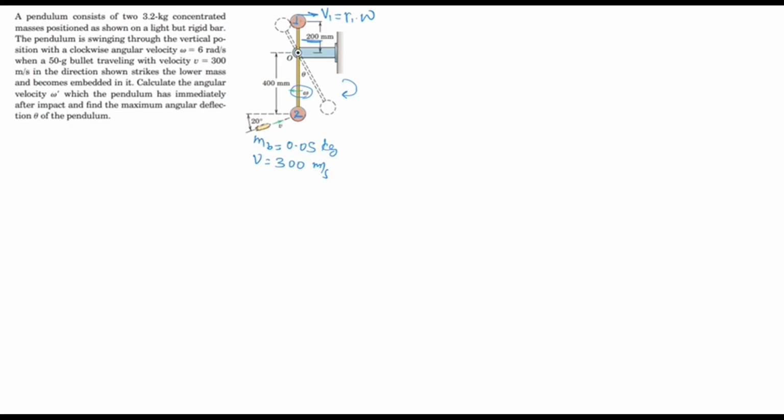it is given as 200 millimeter. It is 0.2 meter. So it will be 0.2 times omega, which is 6. So it will be 1.2 meter per second. And the same thing for the velocity of particle 2. So V2 is equal to R2 times omega, and it will be 0.4 as given here. So 0.4 times 6, it will be 2.4 meter per second. And then M1 is equal to M2, given as 3.2 kg.